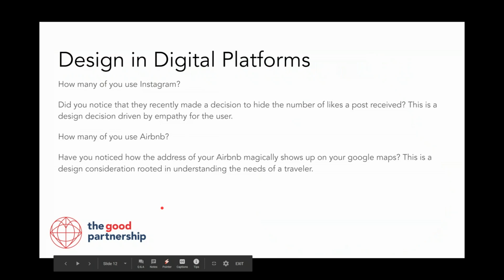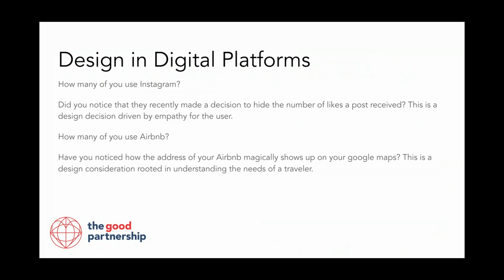Take Airbnb. I don't know if any of you have noticed, if you book an Airbnb, the address of the place magically shows up on your Google Maps. This is, again, a design consideration rooted in the understanding of the needs of the traveler. If you've booked an Airbnb, the chances are you're not in a city that's familiar to you, and you're probably going to be using the maps on your phone to navigate. So having that location already added to the map will help orient you. Again, this is a decision rooted in understanding and being empathetic to the needs of the people using the platform.